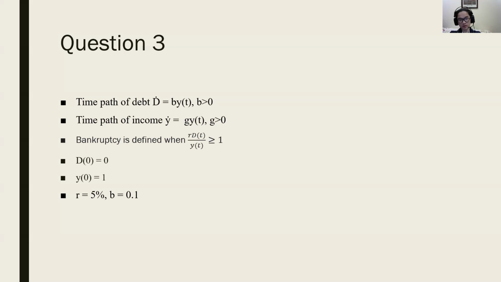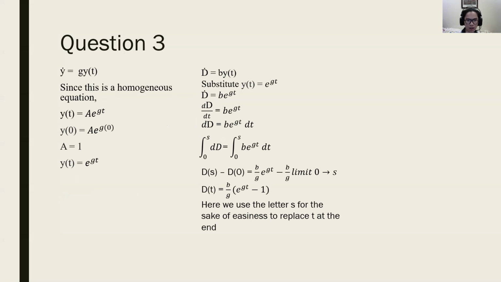As I did in previous questions, I always write the necessary information first, so I won't miss any of it. We have the time path of debt, the time path of income, and bankruptcy defined as r D_t over Y_t bigger than or equal to 1. When time is 0, D is 0, and Y is equal to 1. We also have the interest rate, and b is 0.1. To approach this question, as given by the hint, we're asked to solve for Y dot and D dot.